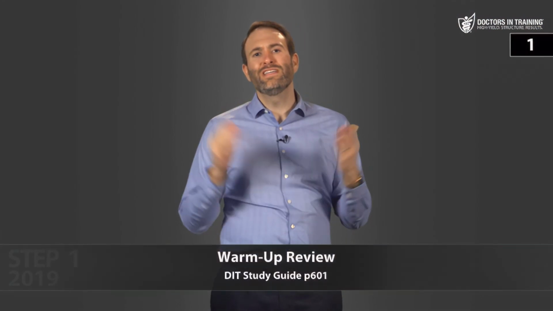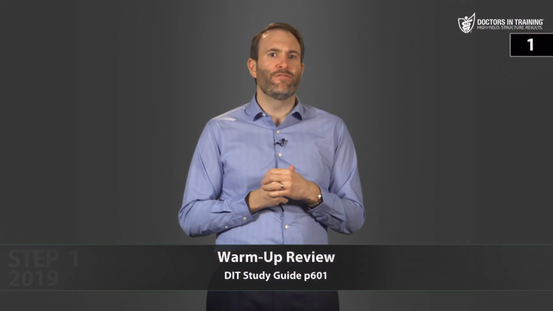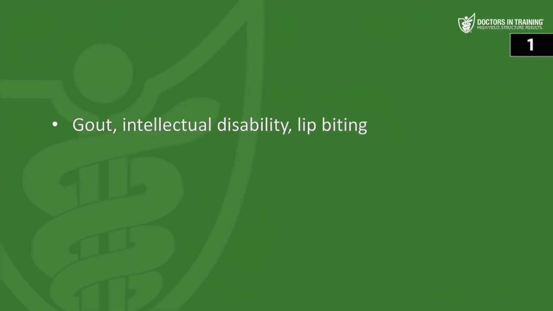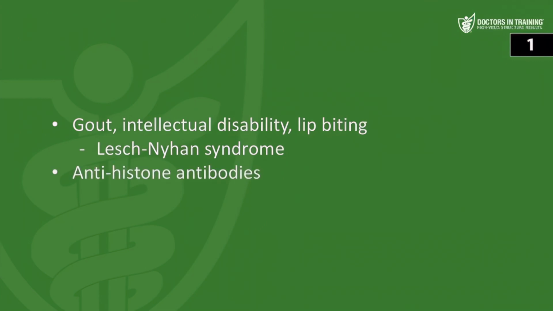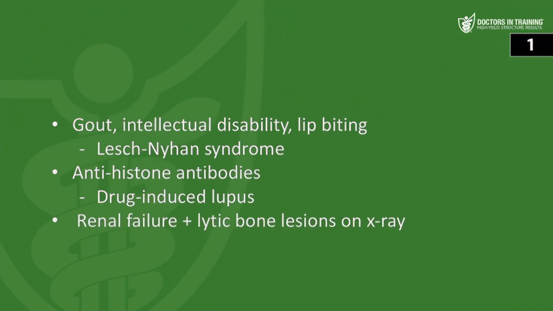Hello everyone, it's time for another warm-up review. Let's get going. What condition is suggested by each of the following findings? So first we have gout, intellectual disability, and lip biting. That's going to be Lesch-Nyhan syndrome. Antihistone antibodies. That's going to be associated with drug-induced lupus. Renal failure and lytic bone lesions on x-ray. That's going to be seen with multiple myeloma.